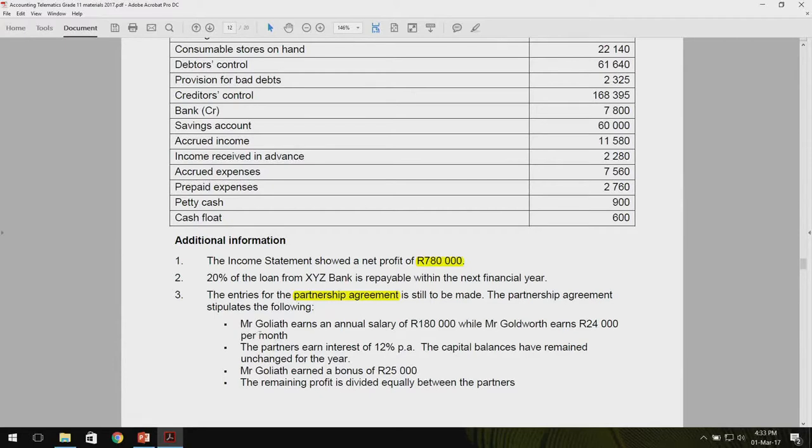Mr. Goliath earns an annual salary, that's a yearly salary, annual is yearly, of 180,000, while Goldworth earns 24,000 per month. Now, what's the difference here? That is annual, already 12 months. That is for 1 month. So I want to convert that into annual as well. So I'm going to say 24 times 12 so that I can bring it in line with my annual salary. Let's do that.